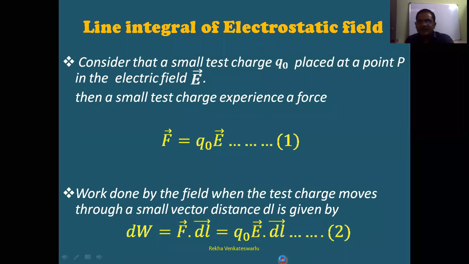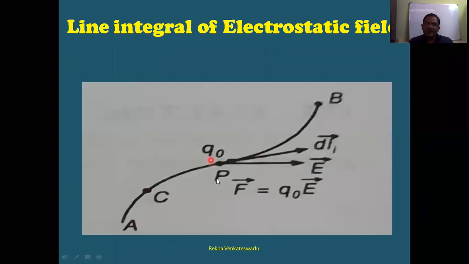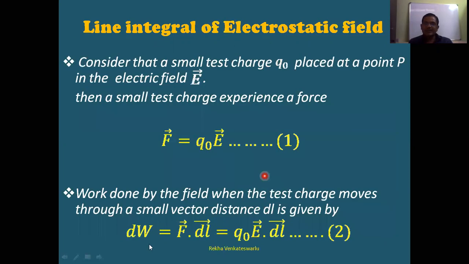Here we consider the small length element dl, with the points say A dash and B dash. In moving the test charge Q naught from the point A dash to B dash, it gets the displacement dl bar. The dl bar displacement direction is this one. So the work done by this field in getting this small displacement dl bar is dW equal to the force vector dot the displacement vector. Force is Q naught E bar, so dW equals Q naught E bar dot dl bar, equation 2.